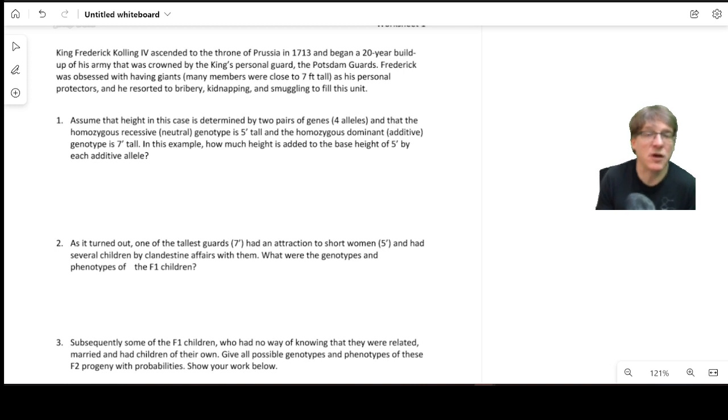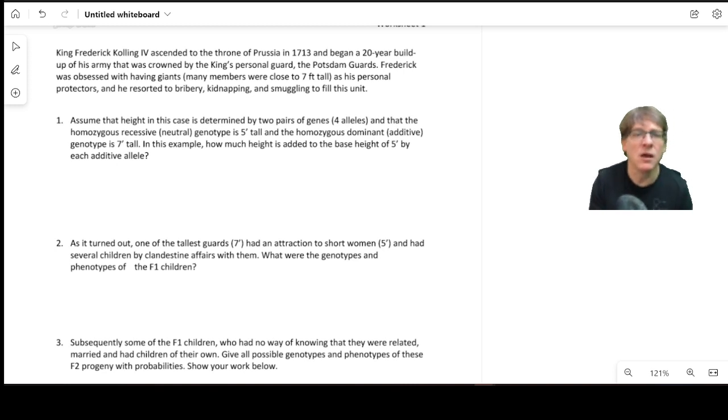If we're talking about human height, there'll be some basic height that humans tend to be at, or a plant or something. Then you'll have multiple genes that can add to that, and each of those different allelic variants will add different amounts. The example we're going to look at today is a really simplified one, and we're only going to be looking at the additive aspect of this.